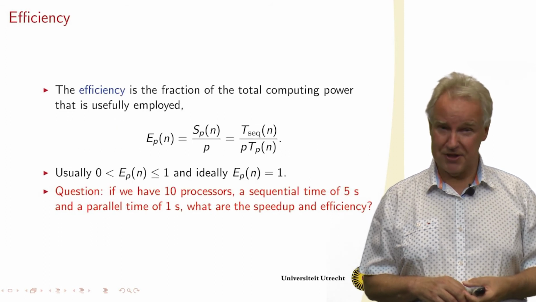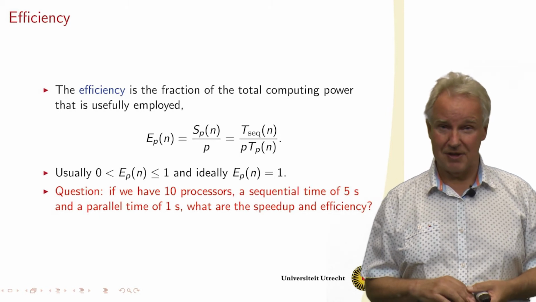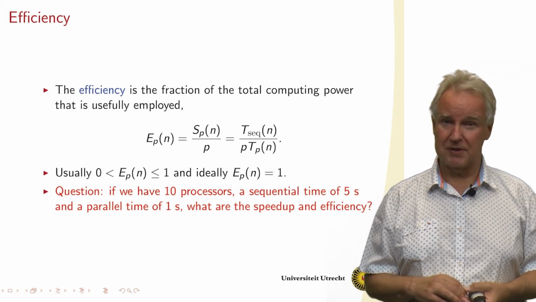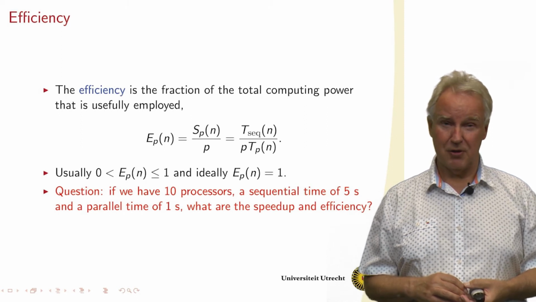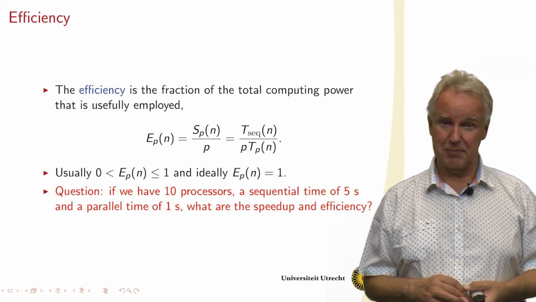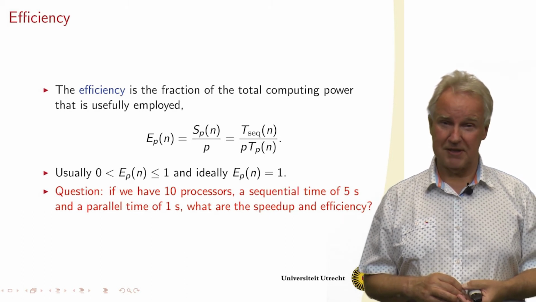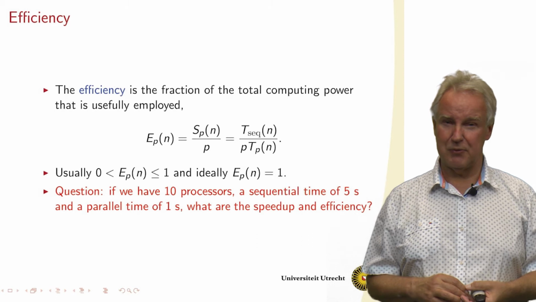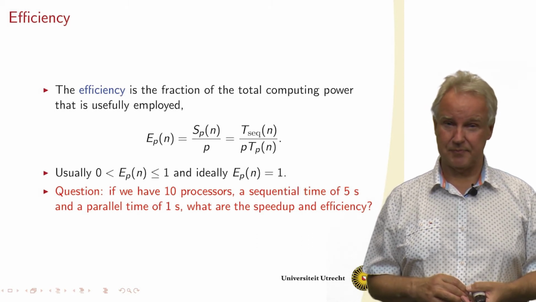The efficiency of an algorithm is also used as a measure of how well your algorithm performs. It is just the speedup compared to p. So it's S_p divided by p. And generally, you would expect this to be a number between 0 and 1. And ideally, the efficiency would be 1.